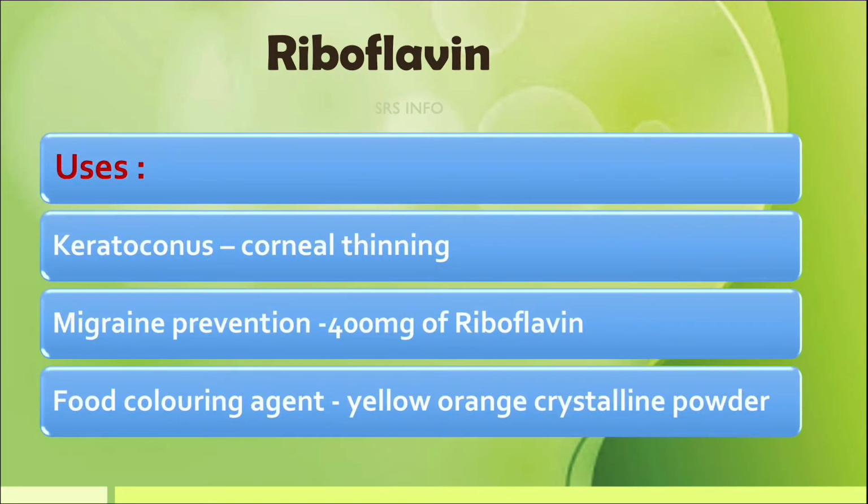Other uses are, it is also used for the treatment of keratoconus and migraine, and it is also used as a food coloring agent. For migraine prevention, a high dose of riboflavin is used. 400 mg is a high dose. So it's used for migraine prevention. And this is a yellow-orange crystalline powder. Riboflavin is used in food for giving color to it.